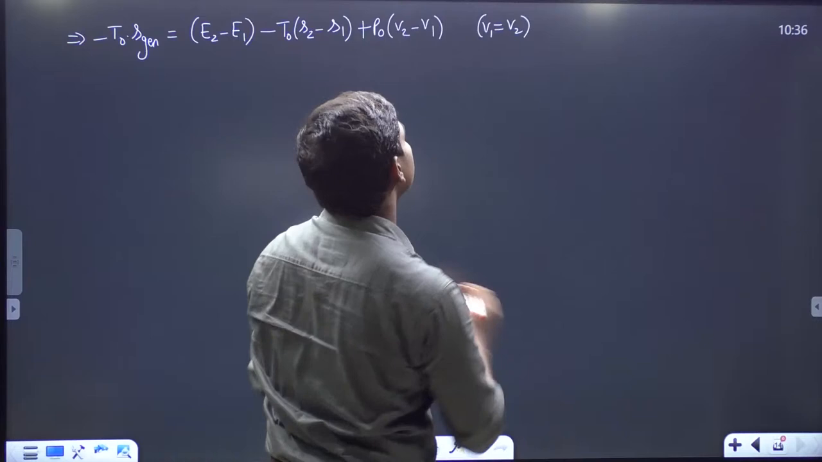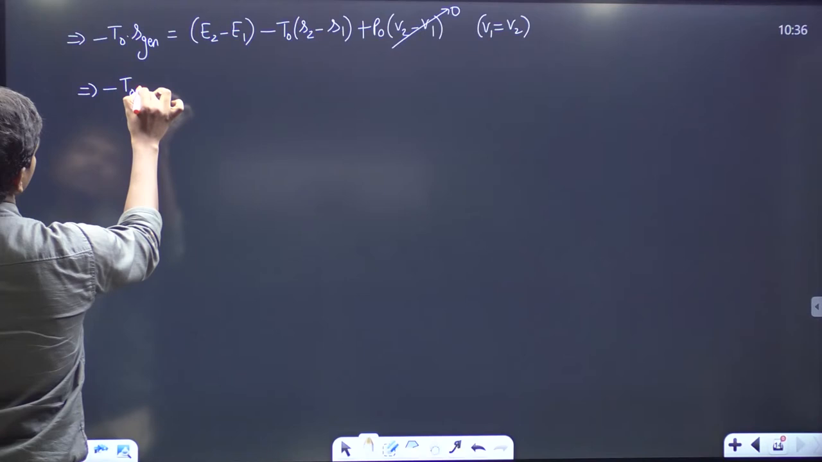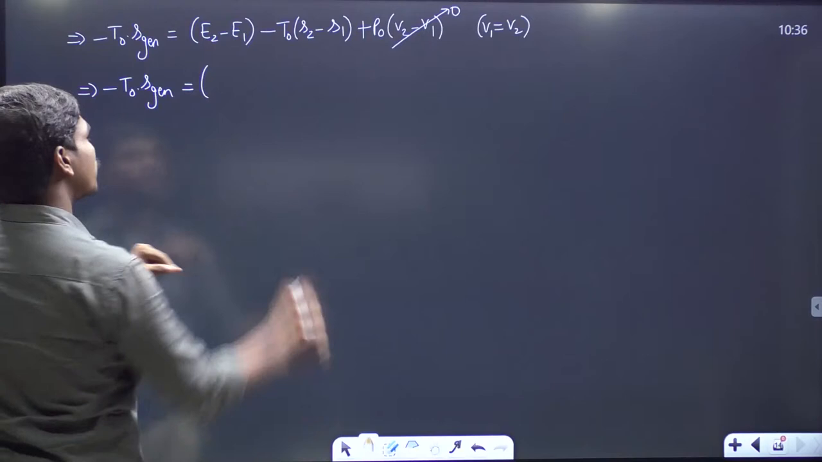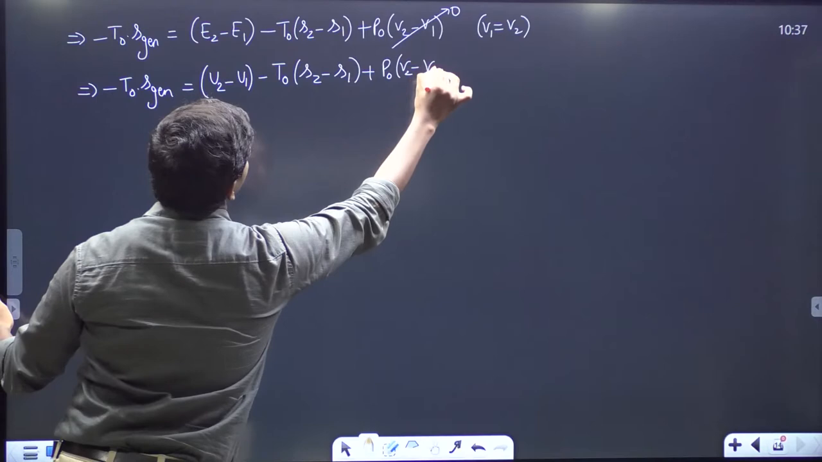We can write here plus P into V2 minus V1. We can add here. And if you see, if the system is isolated, then this energy E is nothing but the internal energy of the system. So you can write U2 minus U1 minus T naught into S2 minus S1 plus P naught into V2 minus V1. This is what we can write, correct?